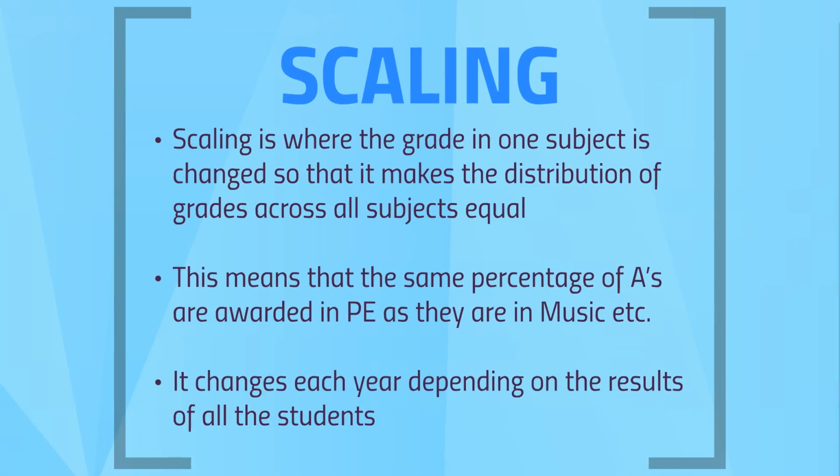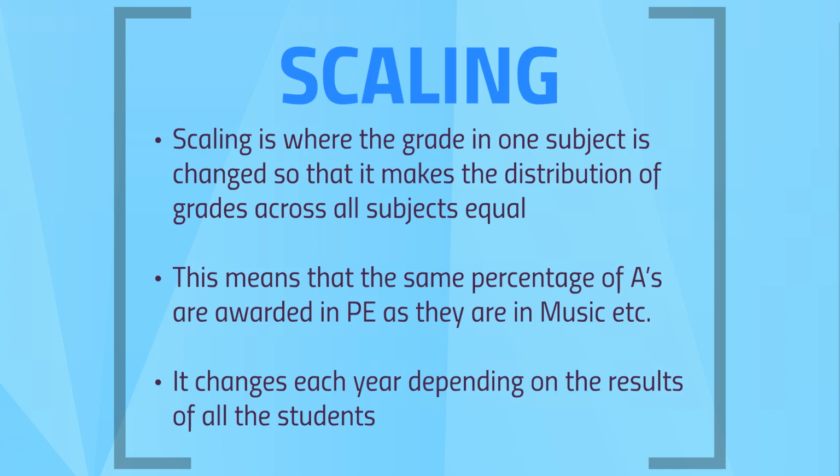The other thing that the SACE board does is scaling. Now, scaling is where the grade in one subject is changed so that it makes the distribution of grades across all subjects equal. What I mean by that is that normally what they try to do is get a bell curve distribution of grades. So the majority of grades should sit around about the B- or C+ grade. You'll have some A pluses and you'll have some E minuses.